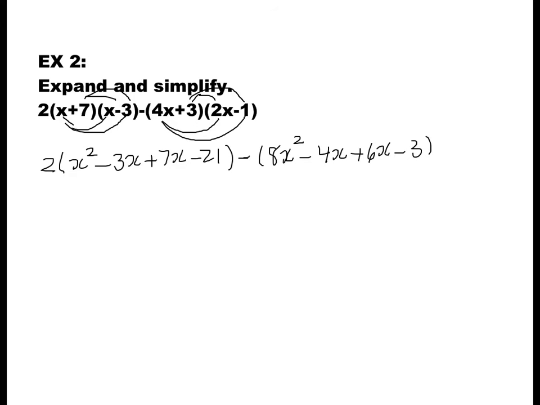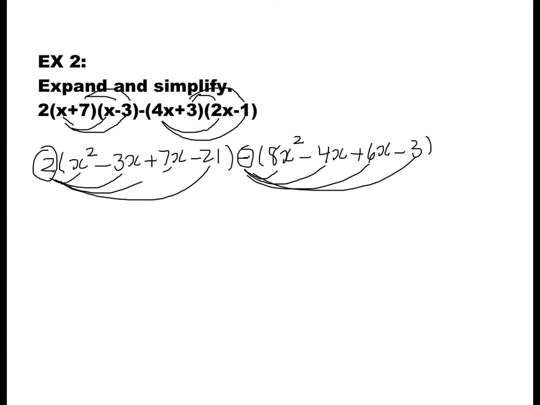Now we are going to deal with the 2 on the left of the first bracket and the negative on the left of the second bracket. So I'm going to draw an arrow from 2 to every term inside the first bracket and from the negative to every term in the second bracket. In practice, before we do that, we are going to simplify the brackets first, then we distribute, because it's going to be much easier. But at the moment, I'm just going to distribute them.